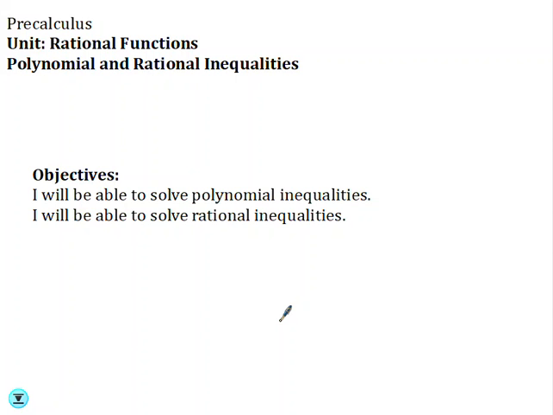Today we are going to be talking about polynomial and rational inequalities. By the end of this video, you should be able to solve polynomial inequalities and rational inequalities.